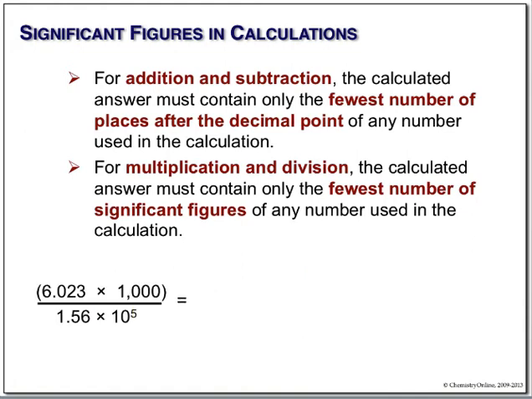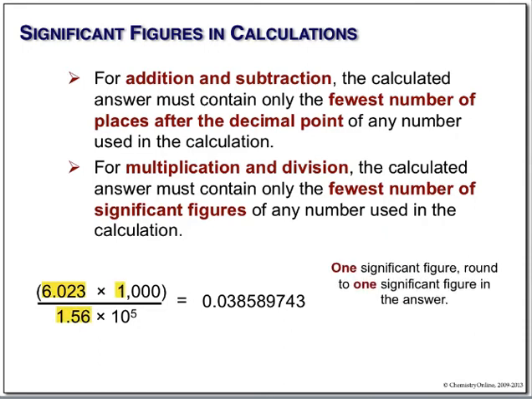Here we're doing a compound operation. If we simply do our calculator, we would wind up with a number like this. In our numerator, we have 4 significant figures multiplied by 1,000 with 1 significant figure, 3 in our denominator, so we must round this to 1 significant figure.